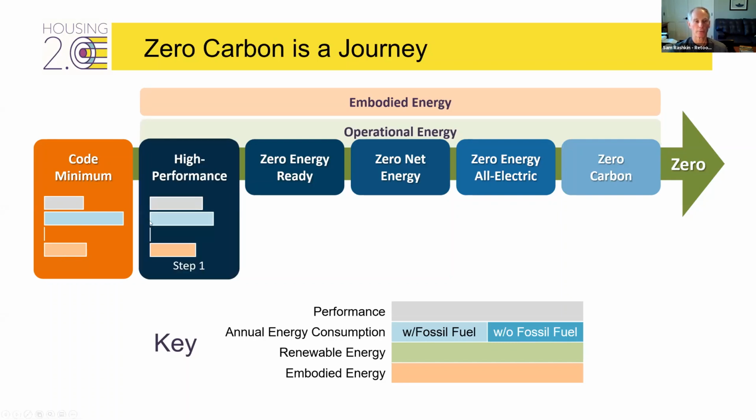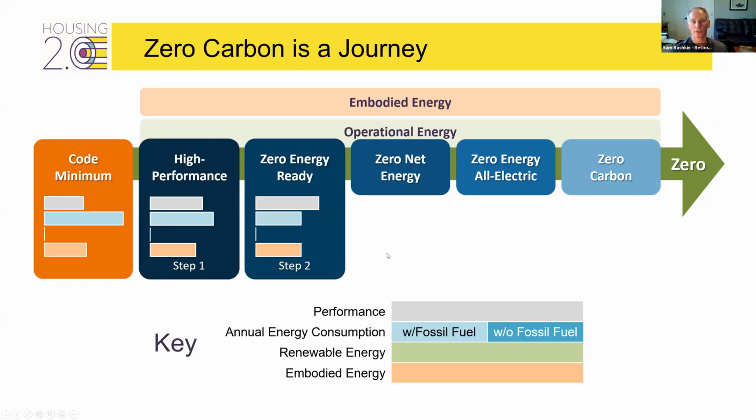And when you go to high performance, you ramp up the gray bar so it's higher performance. You reduce the energy use, maybe 15, 20, 30%, usually 15 to 20%. You still don't have renewables and you have the same embodied carbon. But the energy use compared to embodied is getting closer.